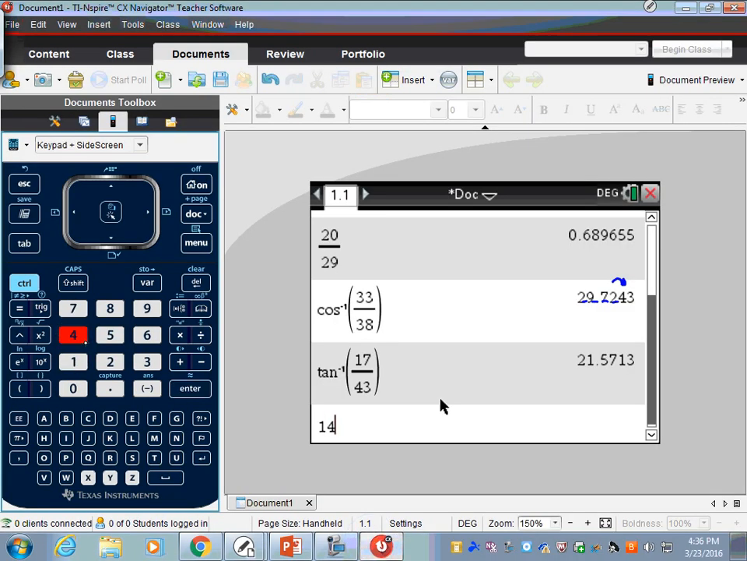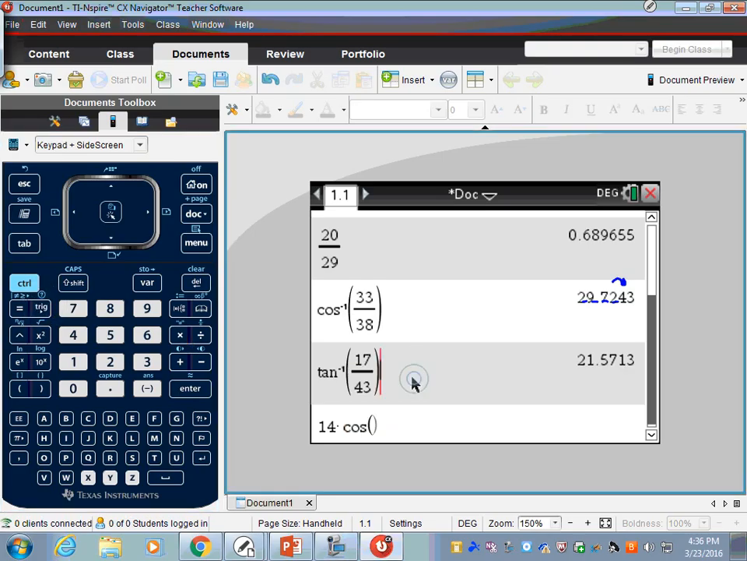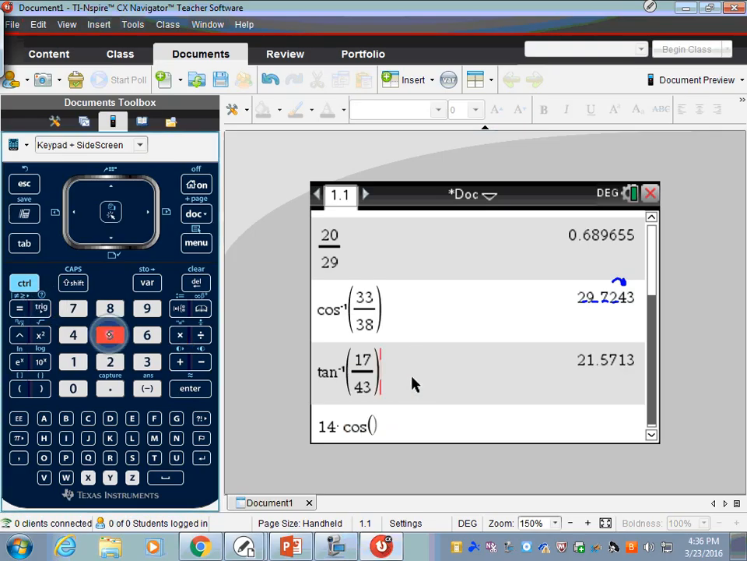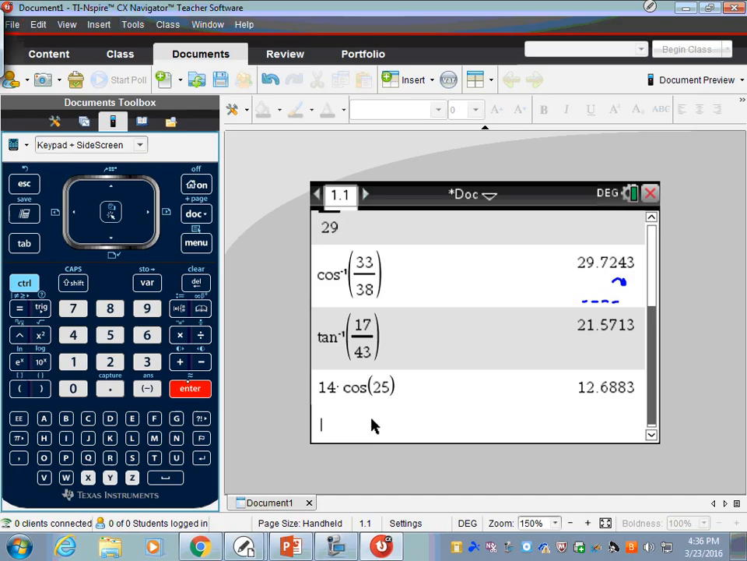We do 14 times, and we hit trig, cosine, and 25. And we hit enter. And then let's round to the nearest tenth. So we get 12.7.